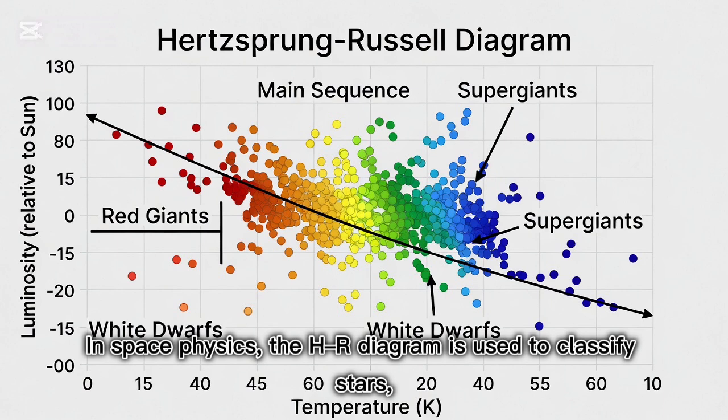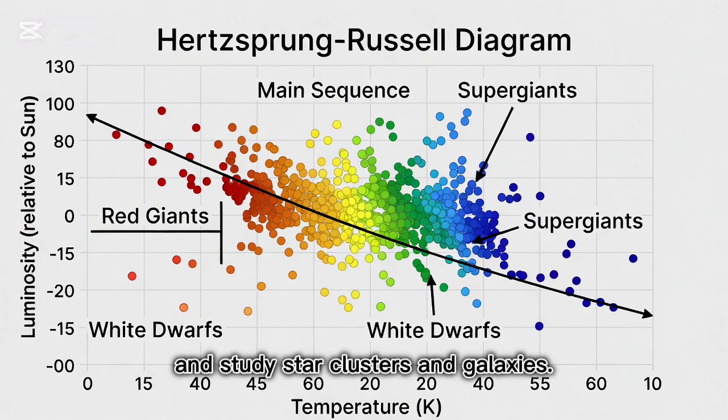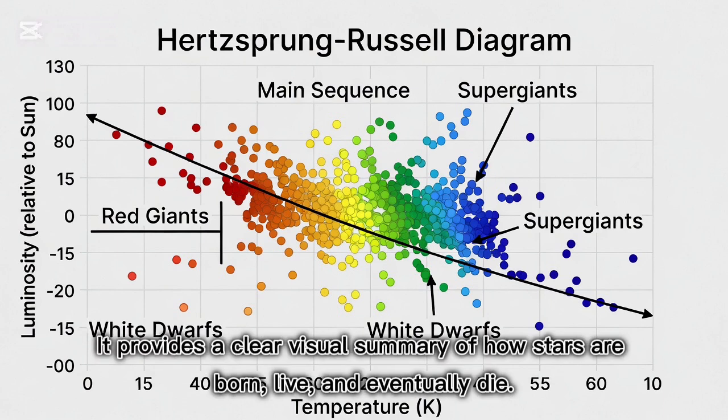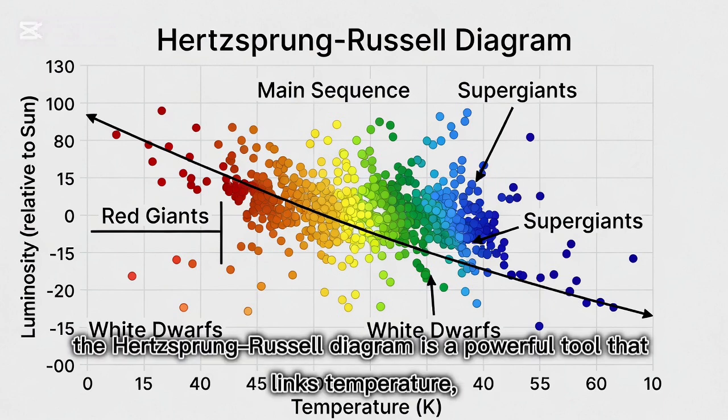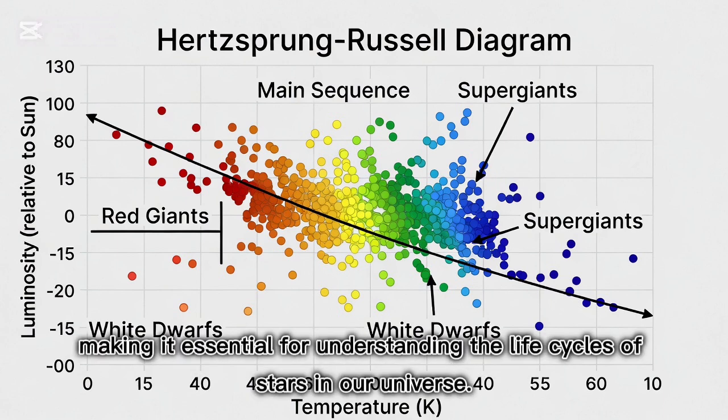In space physics, the HR diagram is used to classify stars, determine their size, estimate their age, and study star clusters and galaxies. It provides a clear visual summary of how stars are born, live, and eventually die. In conclusion, the Hertzsprung Russell diagram is a powerful tool that links temperature, luminosity, and stellar evolution, making it essential for understanding the life cycles of stars in our universe.